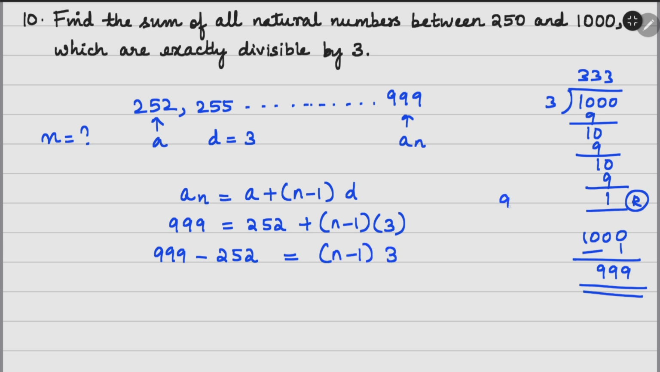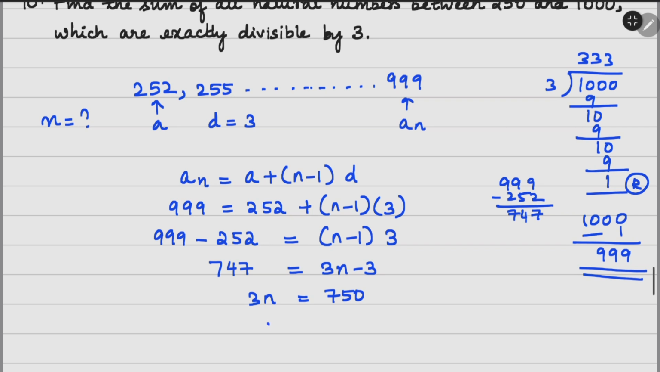So what is 999 minus 252? So you have 747. So 747 is equal to 3n minus 3. So 3n will be equal to 747 plus 3, which is 750. So n is equal to 750 divided by 3. So you have 3 2s are 6, 3 5s are 15. N is equal to 250. So the total number of terms is 250.